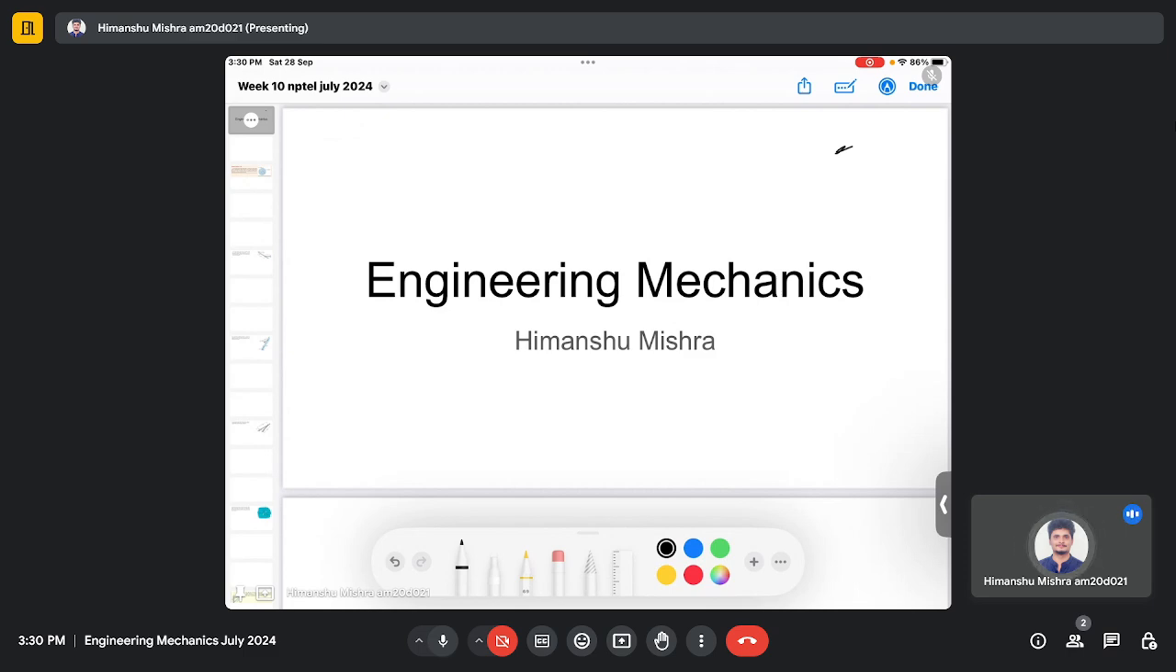Last week we discussed the kinematics of a system in a rotating frame. This week we will solve a few more problems to find the velocity and acceleration, relative velocity and relative acceleration, in a rotating frame of axis. As usual, we will start with the fundamental concept.